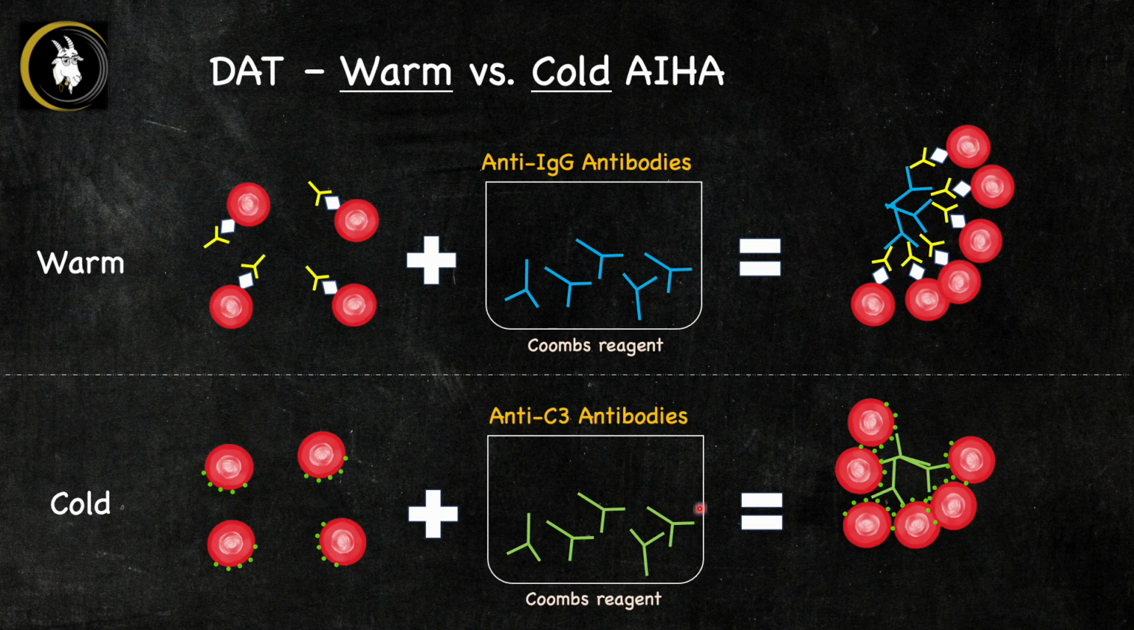And so they're going to bind the complement on the surface of these red blood cells, and they're going to cause clumping and agglutination. And so we have a positive direct Coombs test here. So the punchline is that the Coombs reagent in cold AIHA is anti-complement protein antibodies.